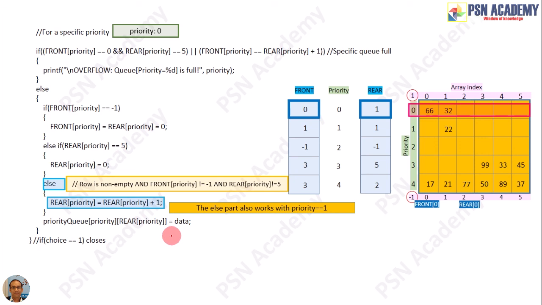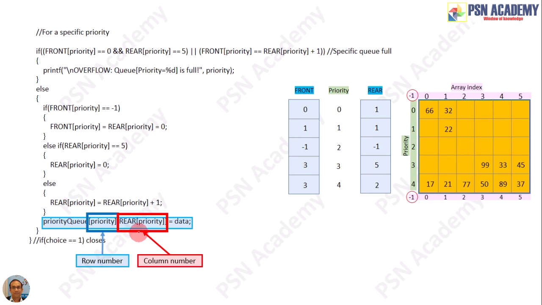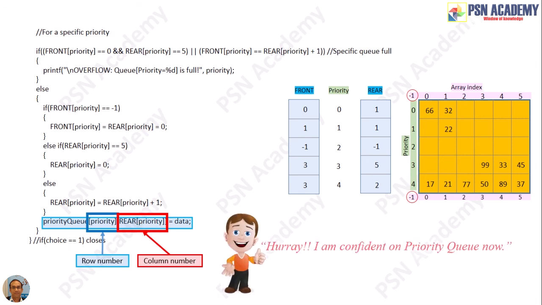Since we have found the proper location of rear, it's time to insert the data into that location. So you write priority queue, this is the name of the queue, and the first index will be decided by the priority. So this is the row number, and the second index will be decided by rear priority, because rear priority will show you where to put the data. This is the coding for insertion of data inside a priority queue.